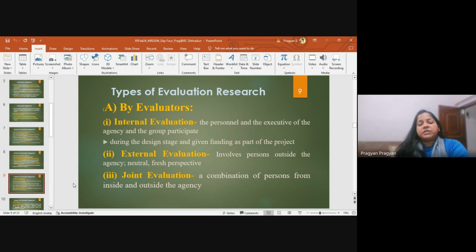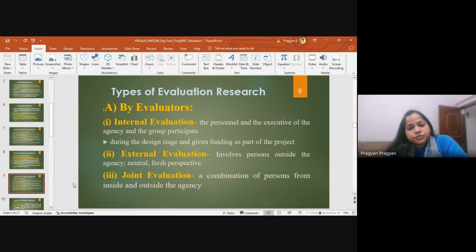Now the basic limitation of this internal evaluation research is that because they belong to the same group, the same agency, you can't expect them to be very objective, to be very critical about their approach, because being part of a particular process, you can develop a kind of ignorance to your own prejudices and bias. So this is a kind of limitation, and at the same time, it has a very good advantage as well.